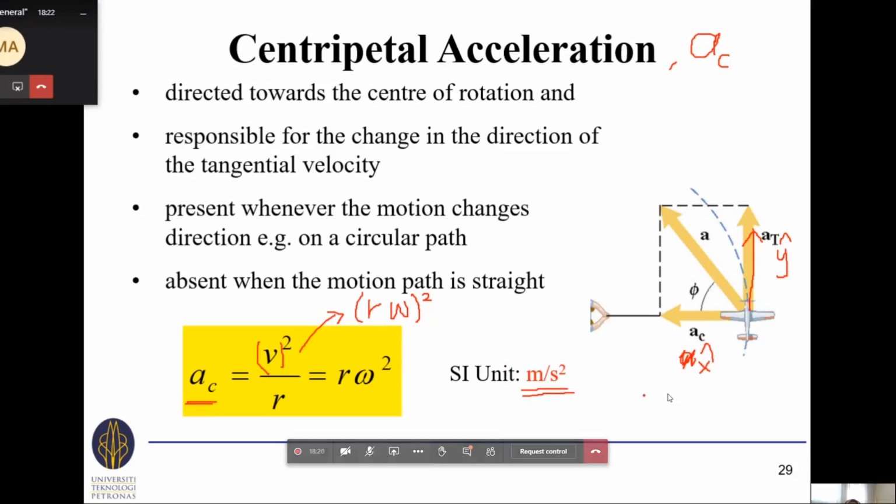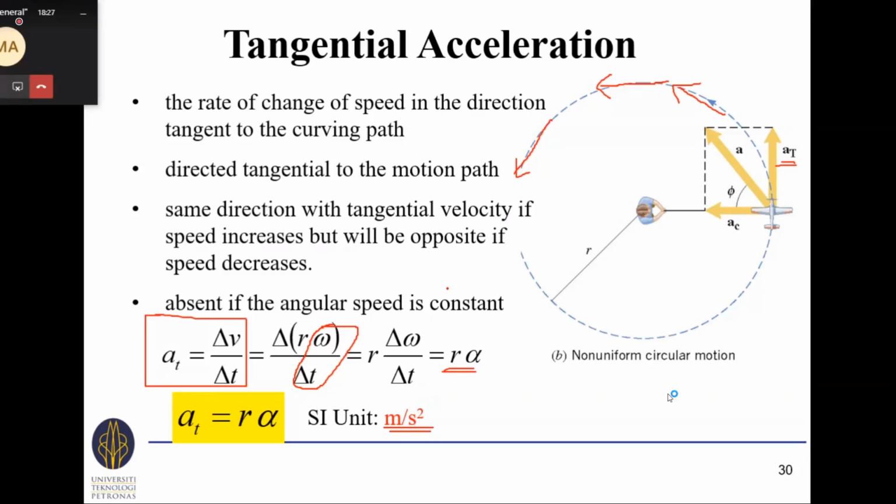And then tangential acceleration is the rate of change of speed in the direction of the tangent to the curving path. So speed is always changing. Why? Because the direction of velocity is always changing. When the speed is changing because the velocity is changing, you will have the tangential acceleration as well. Initially the formula is V over T.